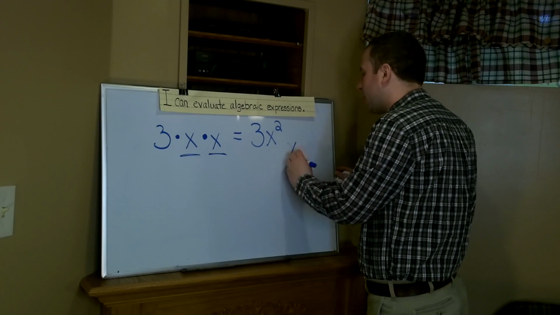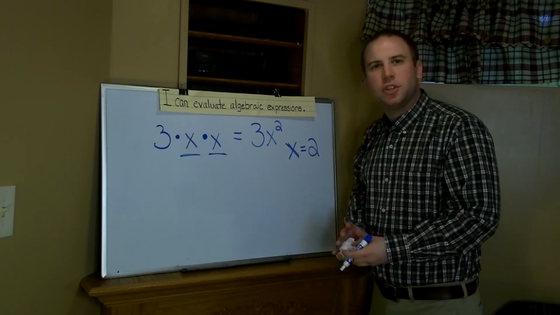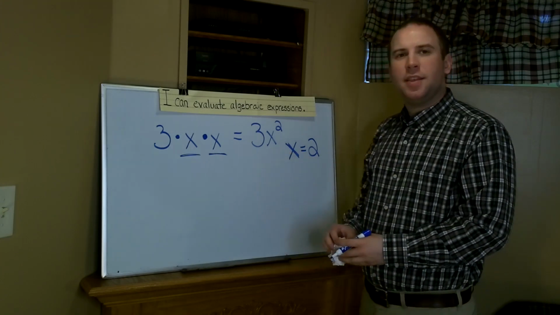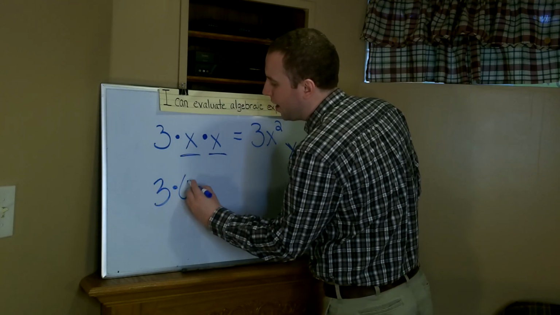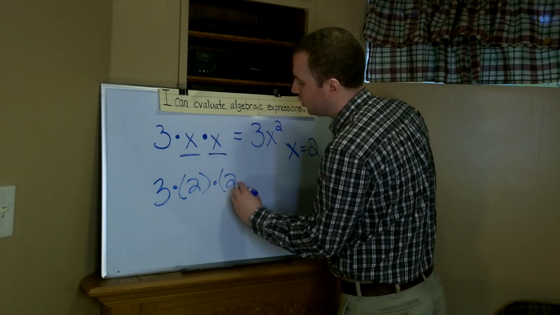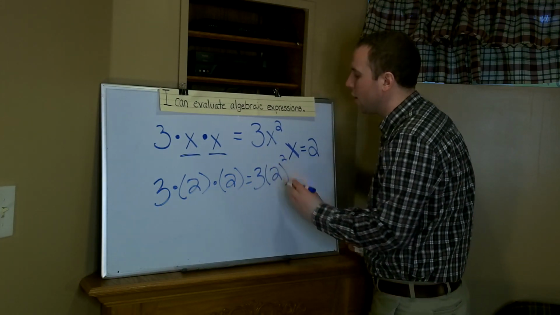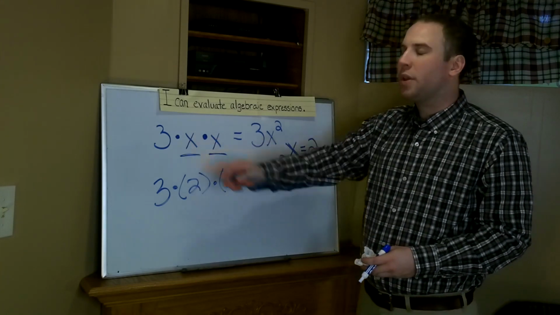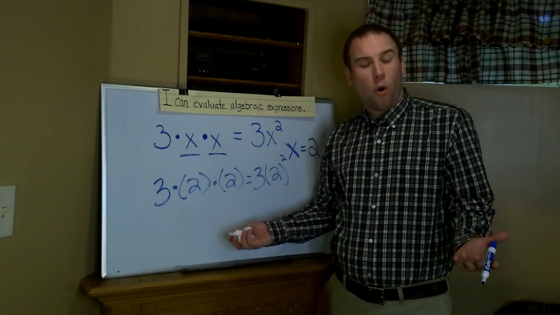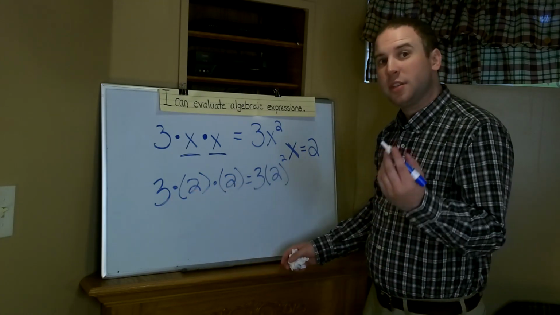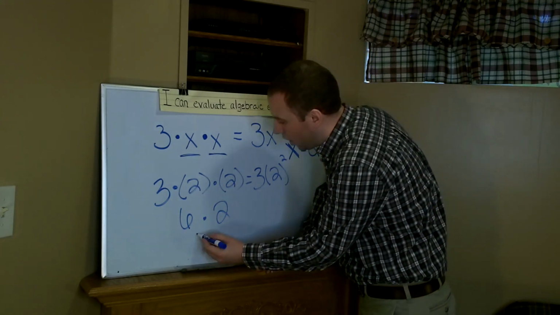Because let's say hypothetically that x equals 2. Now plugging in, the way I can write this is 3 times 2 times 2 equals 3 times 2 squared. Notice the only thing I did here was replace x with the value of 2. So now in going through our order of operations, 3 times 2 is 6, and 6 times 2 is 12.